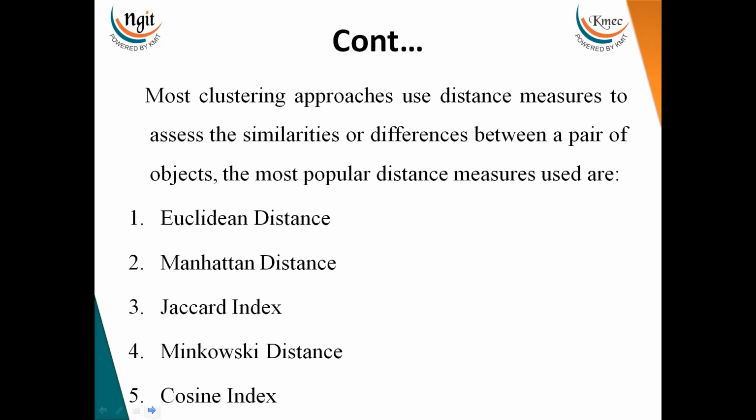Now, to form a cluster, I have to find out the distance between two objects or two data points, or I have to see the similarity or dissimilarity between pairs of objects or points available in my data set. To get the distance between two objects, we have certain similarity measures available. Generally, in machine learning, we use these similarity measures: Euclidean distance, Manhattan, Jaccard, Minkowski, and cosine index. One by one, we will discuss all these distance measure techniques.